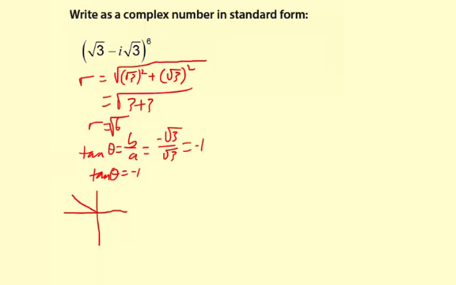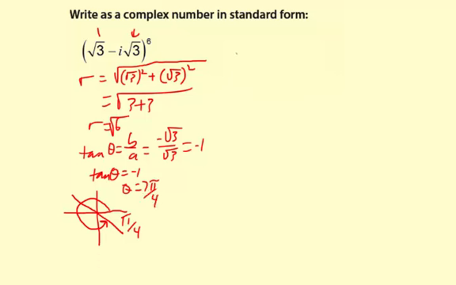So you could have a tangent of negative 1 here in the second quadrant or in the fourth quadrant. In this case, because the first number is positive and the second number is negative, that means x is positive and y is negative, so we're going to be in quadrant 4. And the reference angle is pi over 4. So this means our theta angle is 7 pi over 4.